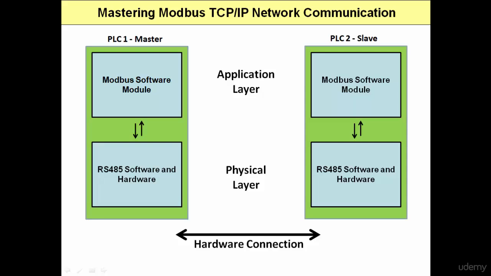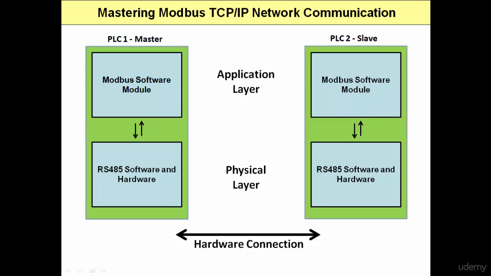So if we were to move from RS-485, this physical layer could be RS-232, it could be microwave, it could be simple RS-422, it could be all sorts of things here because the physical layer is separated from the Modbus application layer. Now we're discussing mastering Modbus TCP IP in this course.